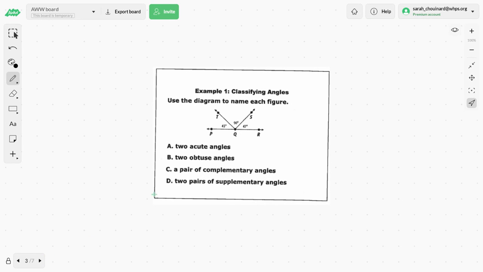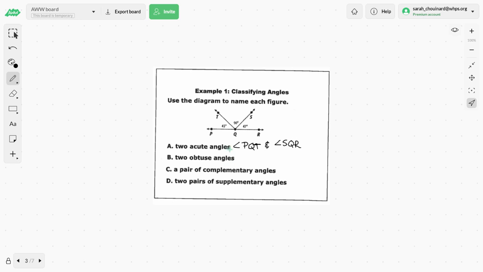So in this diagram, they want us to identify two acute angles. So 43 is acute because it's less than 90. So we can call it PQT. So angle PQT is acute. So is 47 because it's less than 90. So we could say SQR is acute.